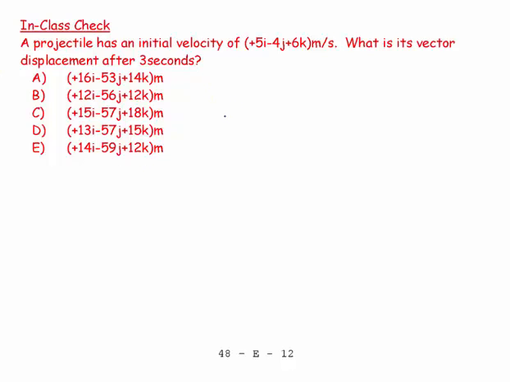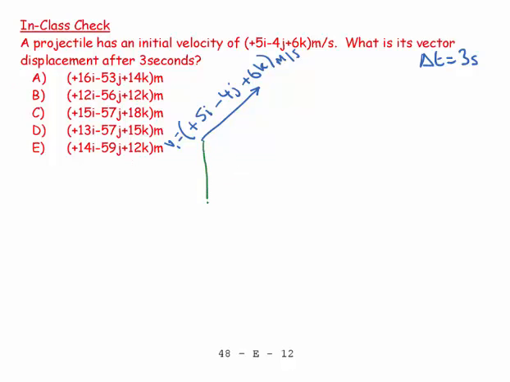A projectile has an initial velocity, so okay, we have an initial velocity plus 5i minus 4j plus 6k. That's going to be meters per second, and this is going to be vi. What is the vector displacement after 3 seconds? So my delta t is equal to 3 seconds. I don't really have as much information explicitly stated, but that's the issue with free fall questions and with projectile motion questions. I've got to figure some stuff out.